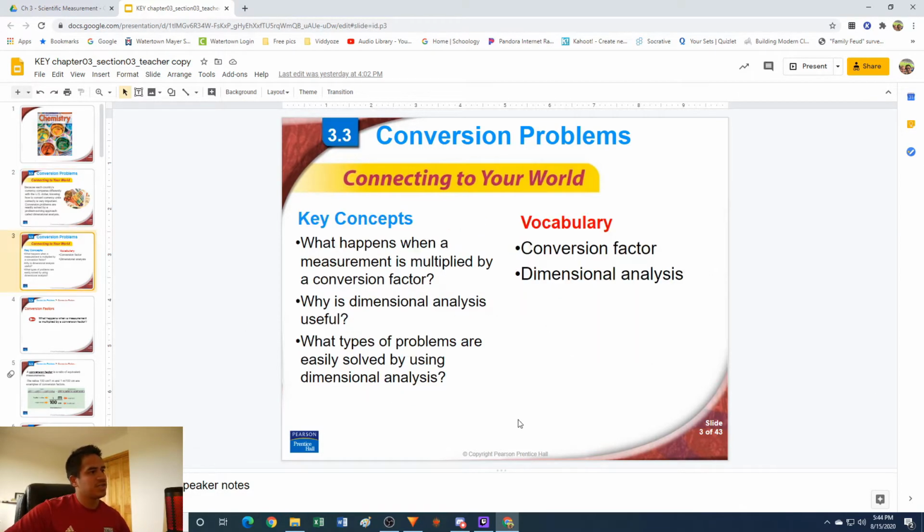Alright, so this section is a little bit math heavy. It involves some fraction math, so if you are not good at fraction math, I'm going to try to teach it to you as best as I can. And if you're already good at it, then this should be no problem for you, okay?